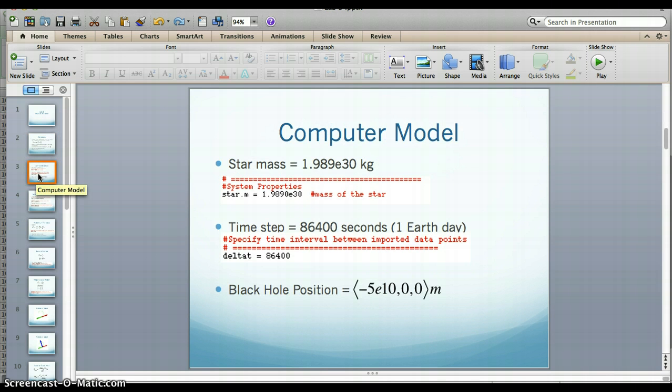So we need a few things to start off our computer model, including the star's mass, which was given to us in the initial problem statement. We're also going to define a time step as 1 Earth day. And lastly, the black hole position, which was also given to us.